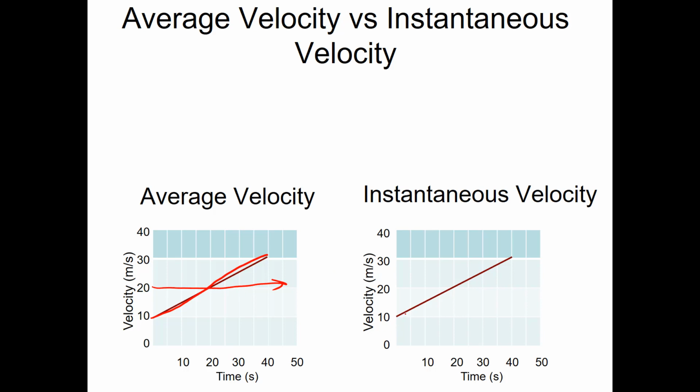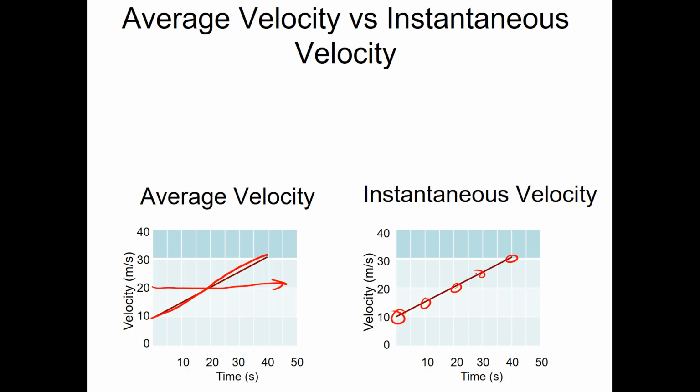Whereas instantaneous velocity, in this graph right here, this person started at 10 meters per second. After 10 seconds, they were maybe going 15 meters per second. After 20 seconds, they were going about 20 meters per second. After 30 seconds, they were going about 25 meters per second. And at the end, they finally got to about 30 meters per second.